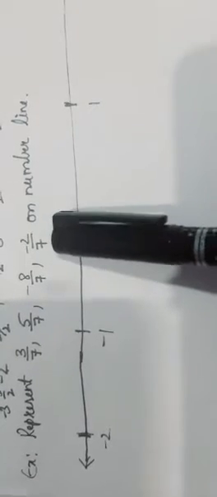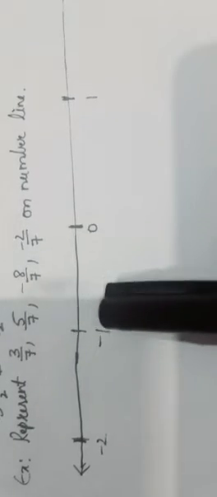Next we have the next set of rational numbers, that is 3 by 7, 5 by 7, minus 8 by 7, minus 2 by 7. Now how to represent these rational numbers on the number line? Let us know. Here at the center I have taken 0. To the right of 0 I have taken a little distance from 0 to 1, again 1 to 2.